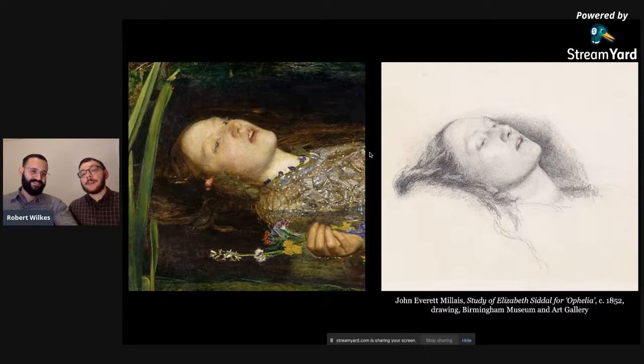However, in order to keep the water warm, Millet had placed candles under the bath.